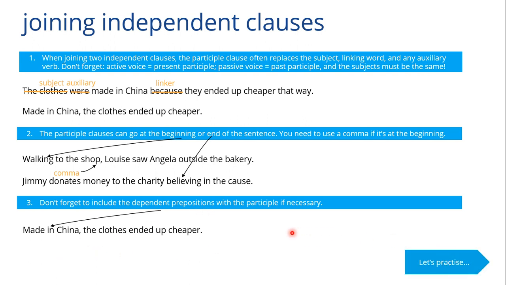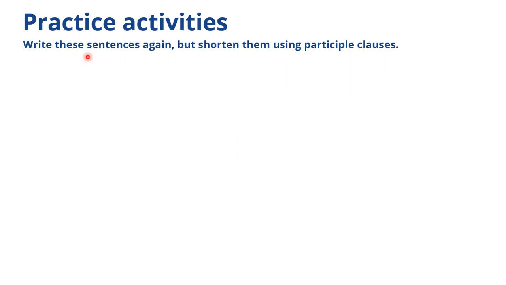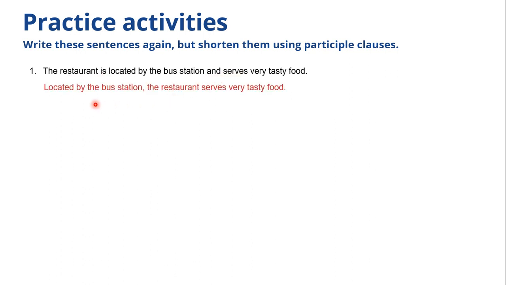Okay, now let's practice. Write these sentences again, but in a shorter form using participle clauses. The restaurant is located by the bus station and serves very tasty food. What serves very tasty food? It must be the restaurant. Okay, there's the use of and. How to change that? Yeah: located by the bus station, the restaurant serves very tasty food. There's the position, the beginning, and there is a comma here.